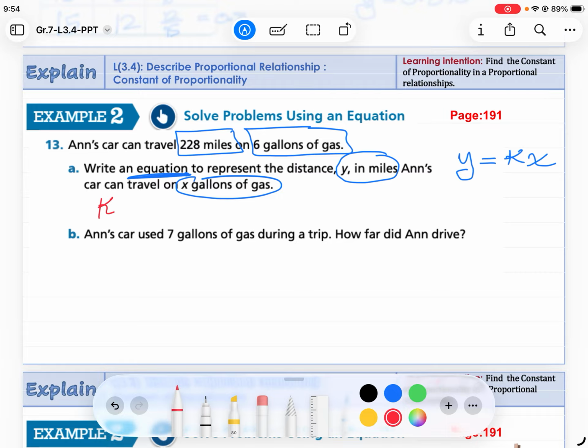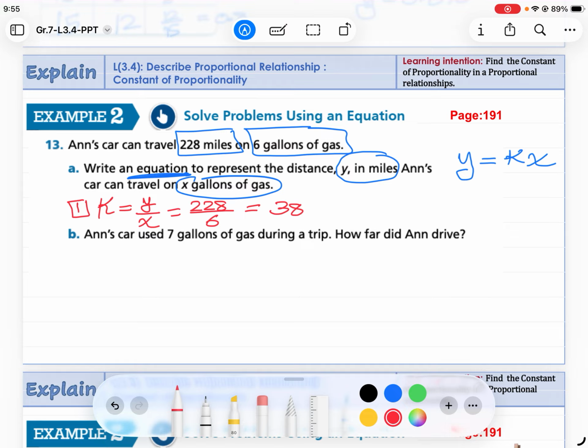We all know that k is equal to y divided by x. We know that the value of y is given to us in miles, so that will be 228 miles, divided by x, the gallons of gas, that will be 6. So my k will be 38. So my ratio or my constant of proportionality is 38. So that is step 1: I find k, the constant of proportionality.